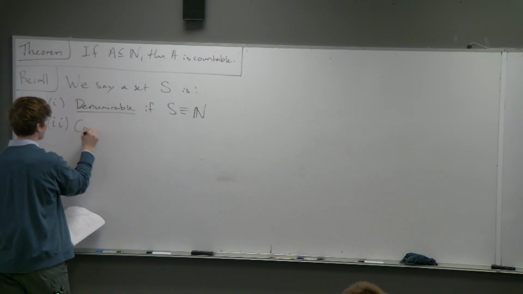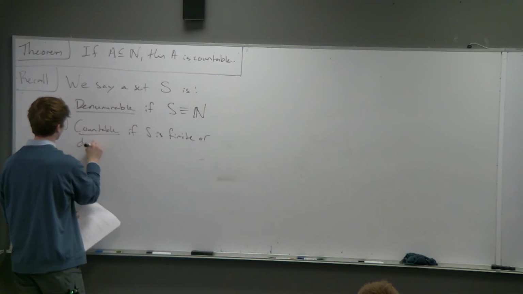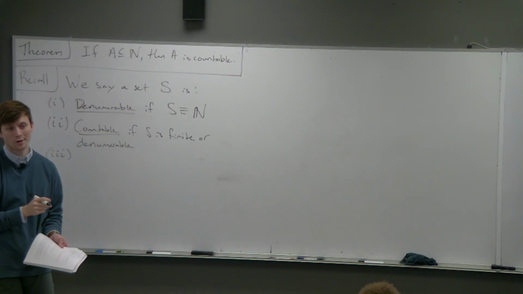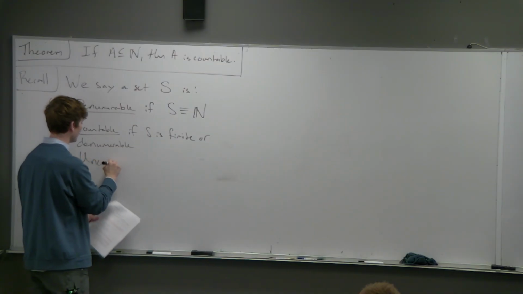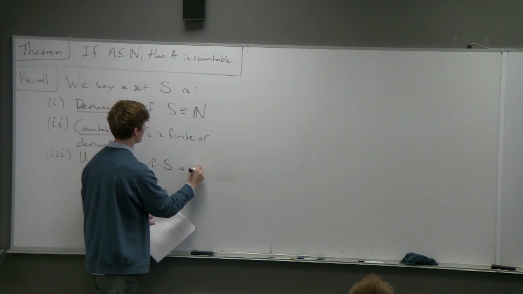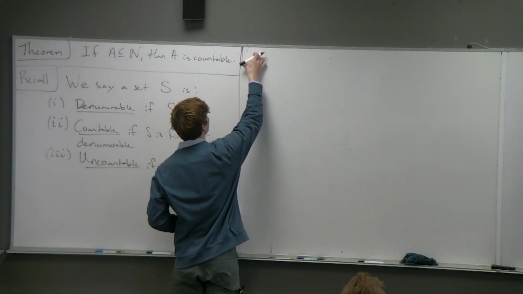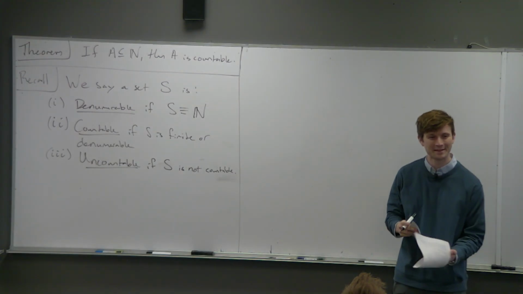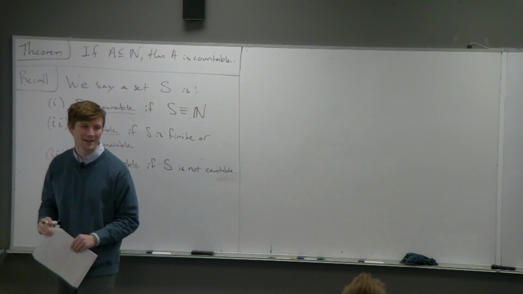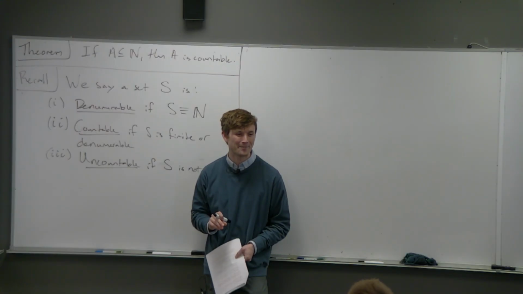Two, countable if S is finite or denumerable. And finally, if it is not countable, we'll call it uncountable. One of my favorite repeated silly themes in mathematics is when you have definitions that are obvious, right? When you're reading a book and it says it's uncountable if it's not countable. We'll say that it's un-x if it's not x, right? Very common theme, kind of a silly one.